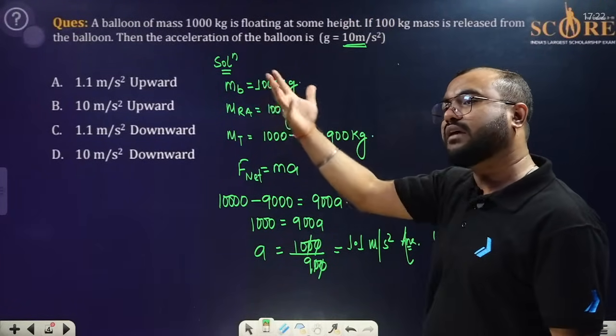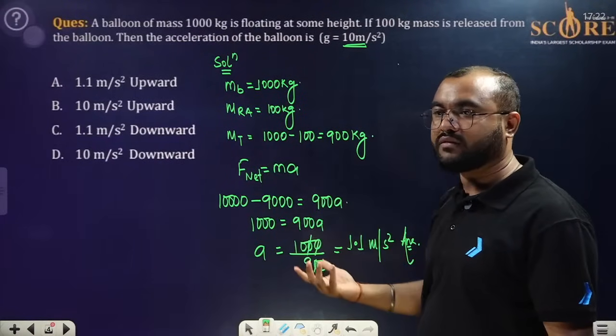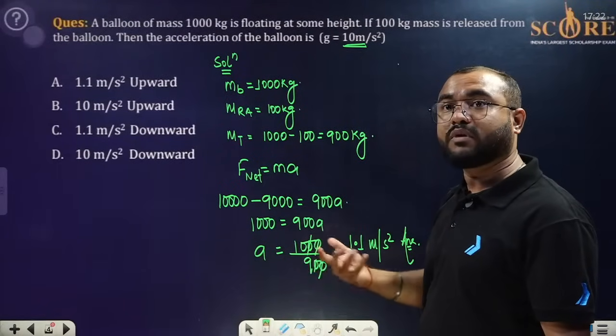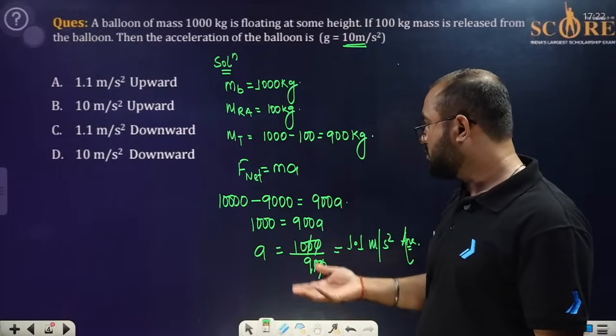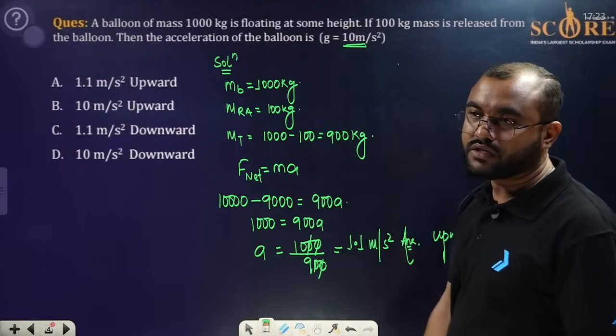So what is the net mass that is there on the body? See, 1000. Solve it for the acceleration.